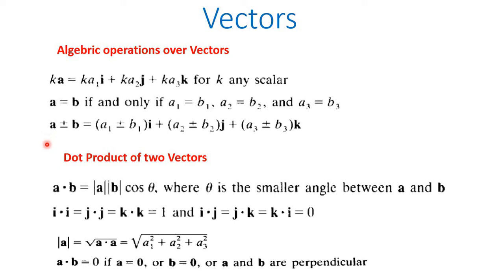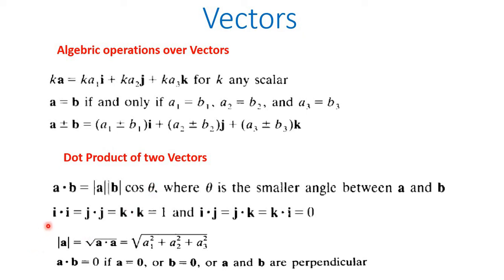Dot product of the two vectors is denoted by a dot b, and it will be equal to mod a multiplied by mod b into cos of theta. Theta is the angle between the vectors a and b through the smaller side. If we see in a plane, there will be a smaller angle and a larger angle between the two vectors, so theta would be taken as the smaller angle between a and b.